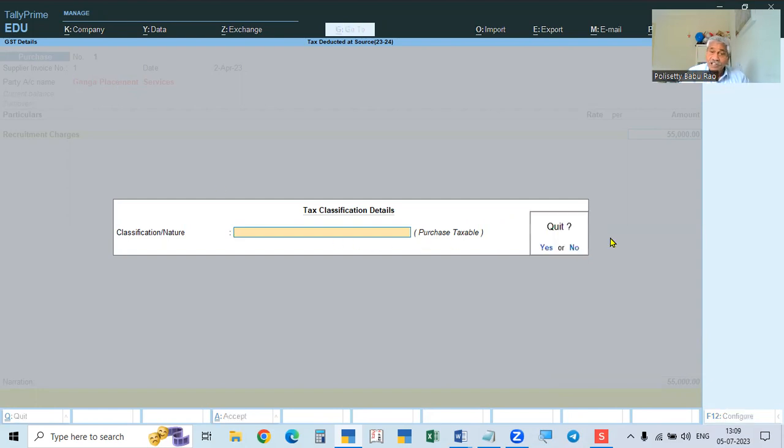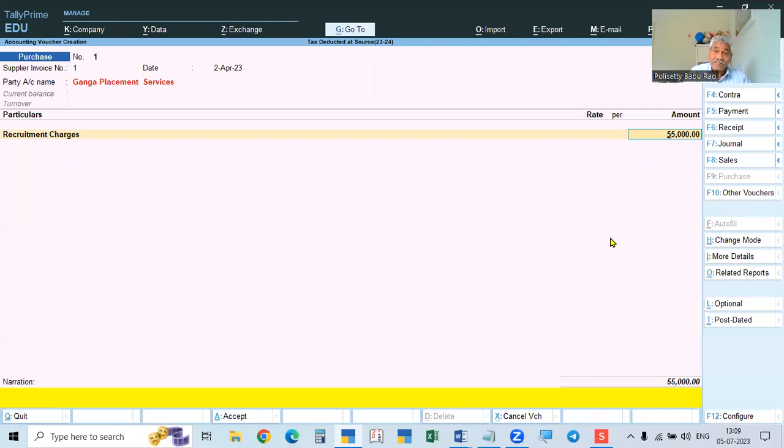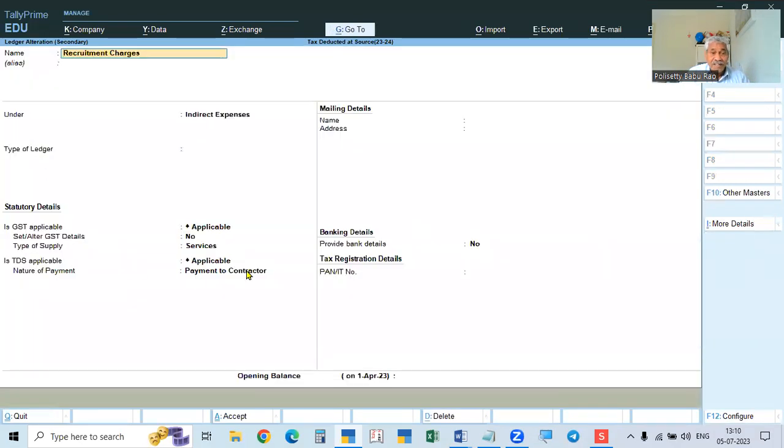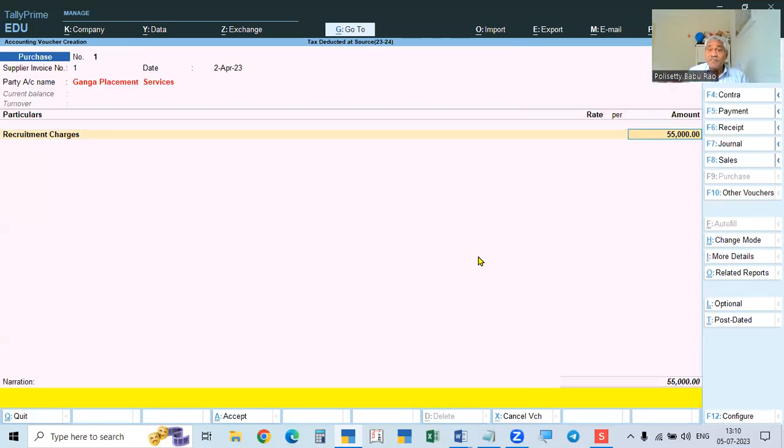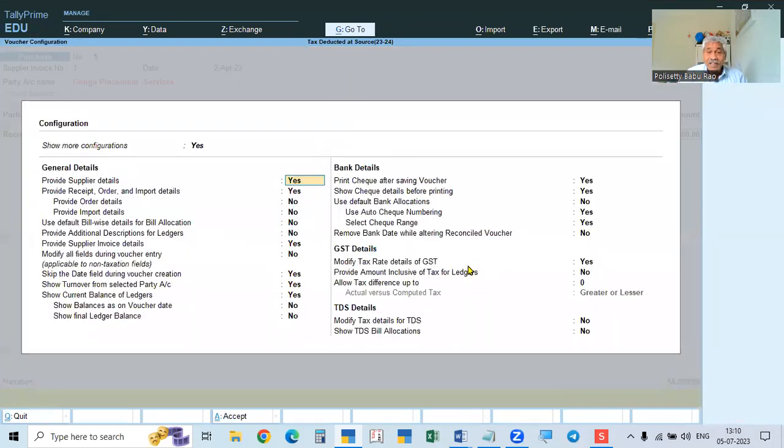This is one. In addition to the tax classification, intrastate or interstate, you can see the nature of payment. We already gave the nature of payment in the recruitment charges. Again, for confirmation of the nature of payment, we can press F12. This is for GST. This is for TDS, modify tax details for GST.